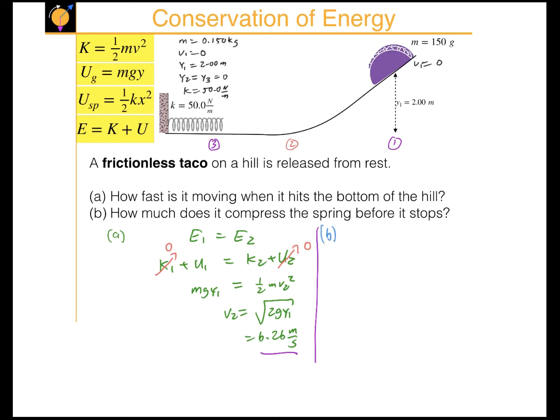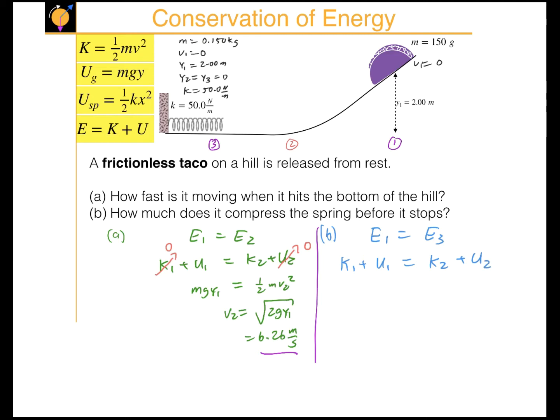So now, point B. Here's the interesting thing. How much does it compress the spring before it stops? Okay, so let's just do what we did before. Let's compare the energy at point 1 at the very beginning to the energy at 3. If I wanted to, I could do the energy at 2 and compare it to the energy at 3, but let's do this one. It's another conservation of energy problem. So the kinetic energy at 1 plus the potential energy at 1 is equal to the kinetic energy at 2 plus the potential energy at 2.